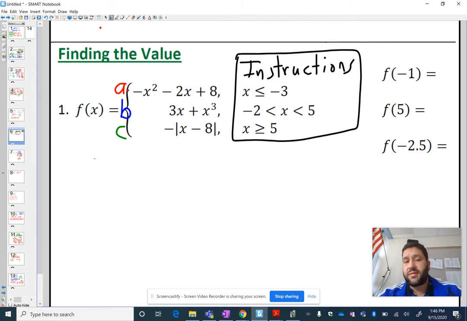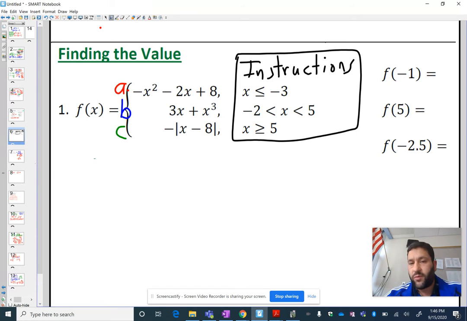And what this is saying is use equation A for any value less than or equal to -3. Use equation B for anything in between -2 to 5, but not including those values. And use equation C for anything greater than or equal to 5. So let's take a look at our three problems that we're doing.